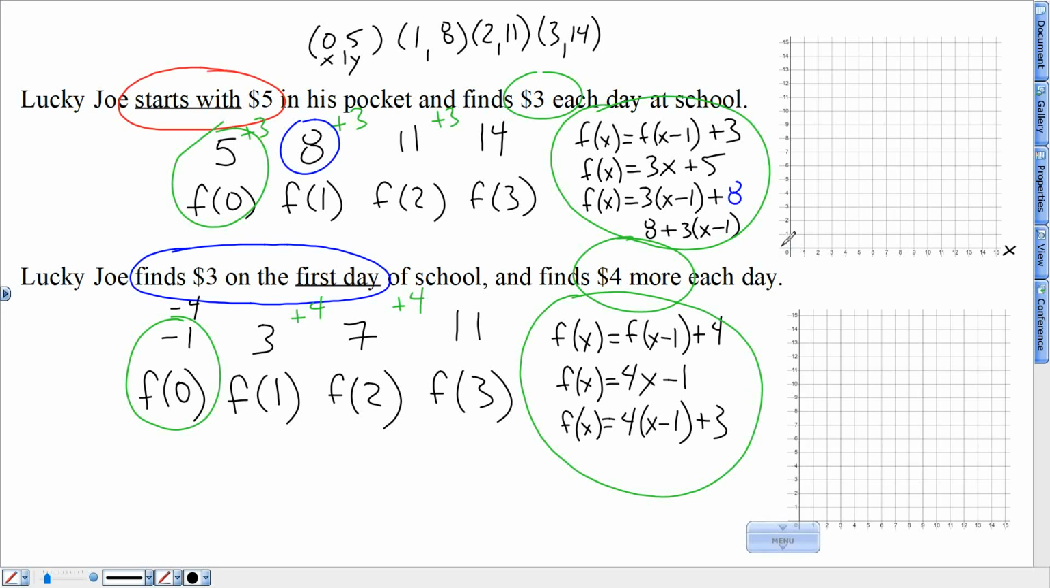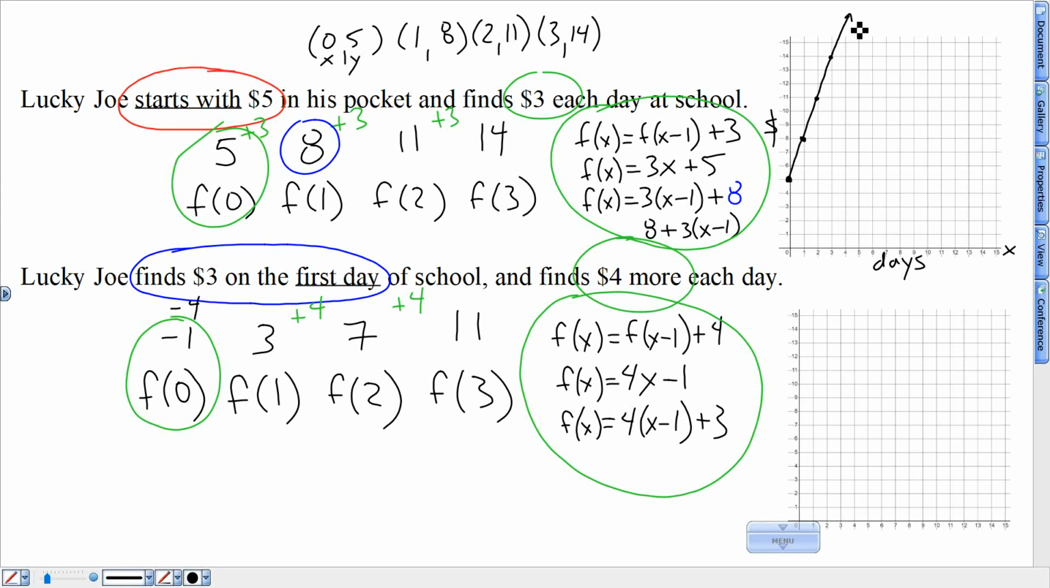So looking at this graph, hopefully you have one. The x-axis is going to be days. The up and down axis is going to be money. If I plot those, 0, 5, 0, up 5. Over 1, up 8. Over 2, up 11. Over 3, up 14. Drawing a line through those points, not just points.